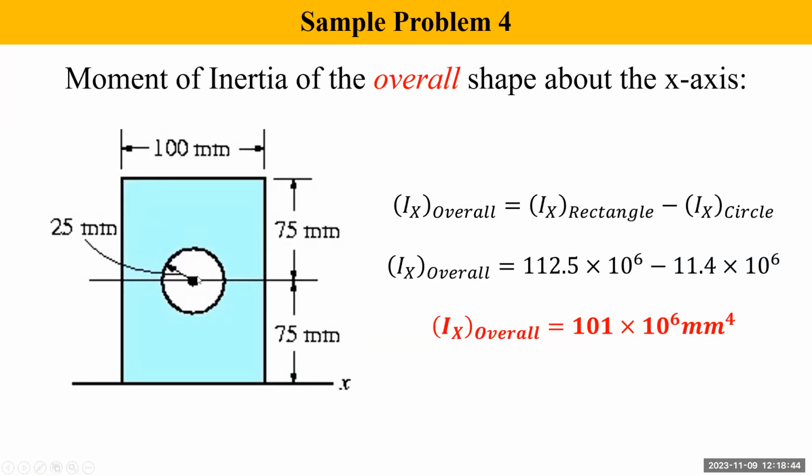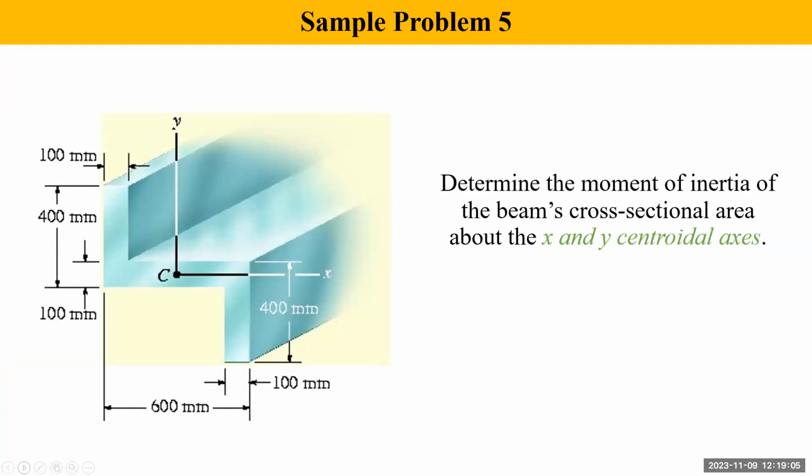All right, because the circle is a cutout section, it's not really a part of the figure. You are not going to add this inertia. You are going to subtract the inertia of the circle from the inertia of the rectangle. And as such, you would have subtracted them. Both of them are to the 10th power, and you'll get this value. Any question there? All right, now we're going to move to a different figure.